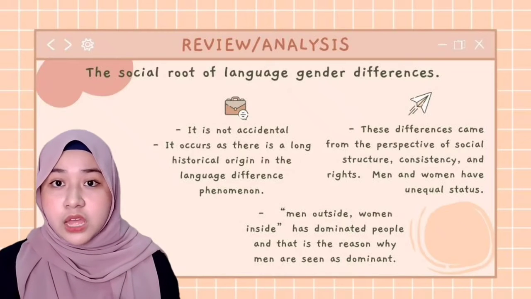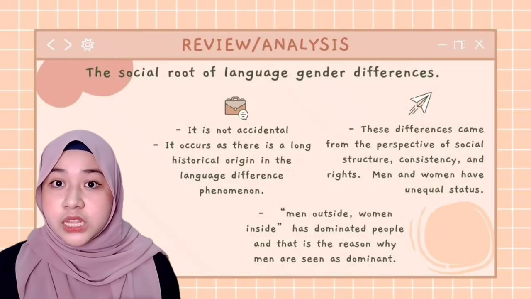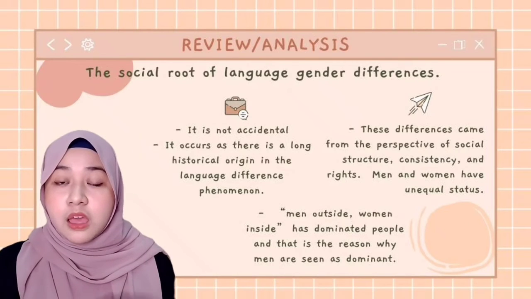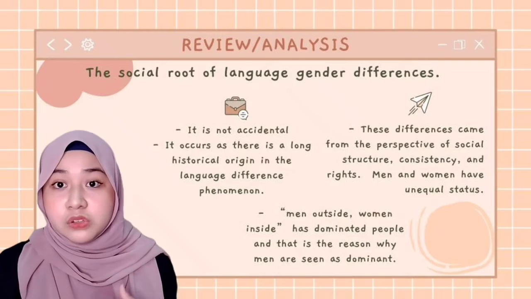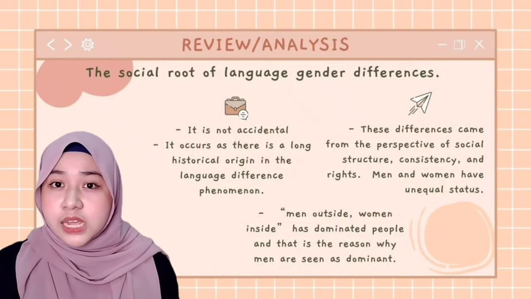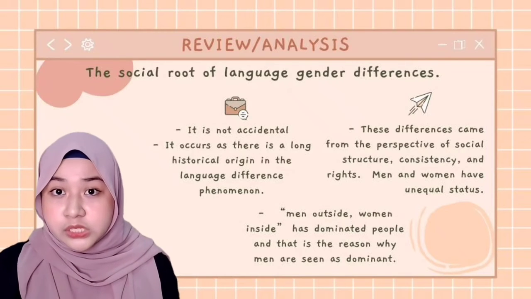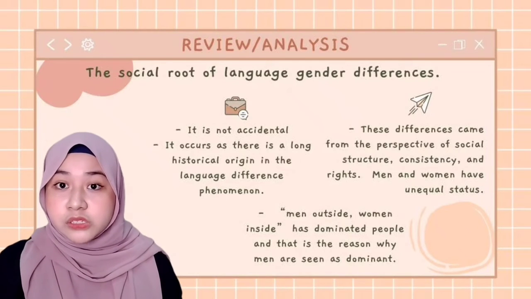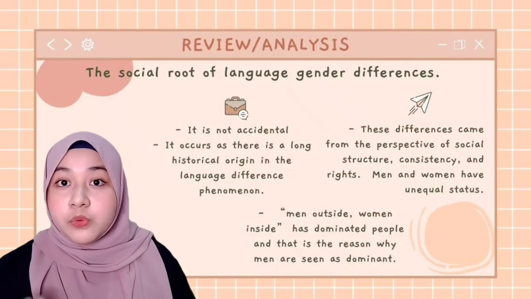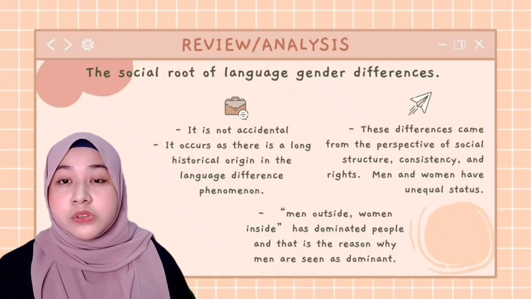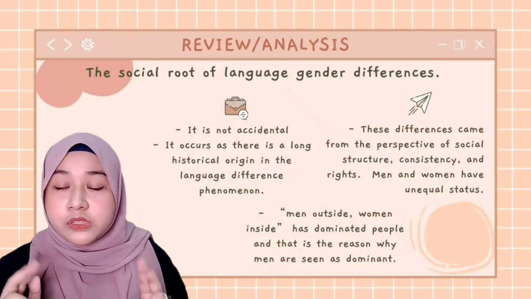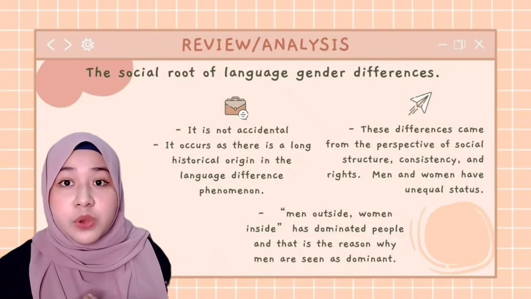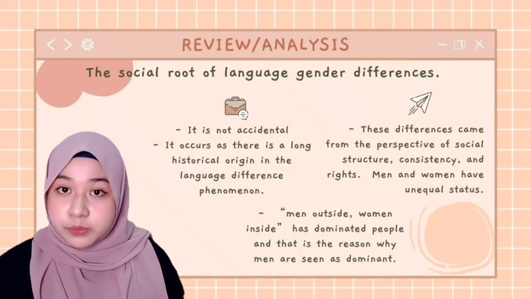Gender differences occur as there is a long historical origin in the language different phenomenon. They have stuck to the mindset where men and women have different roles, so they have different roles and duties. The author stated that the researchers engaged in sociolinguistics explained that these differences came from the perspective of social structures, consistency, and right. Men and women have unequal status. The author also stated that the traditional concept of men outside and women inside for more than 1,000 years has dominated people, and that is one of the reasons why men are seen as dominant.